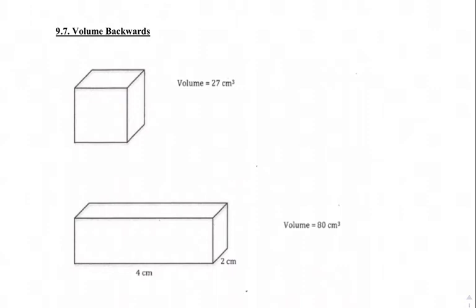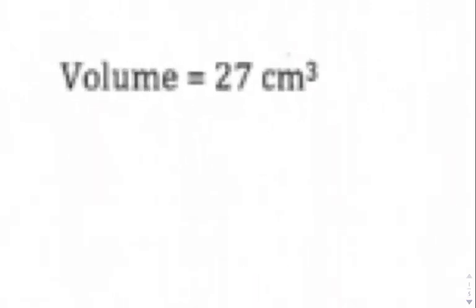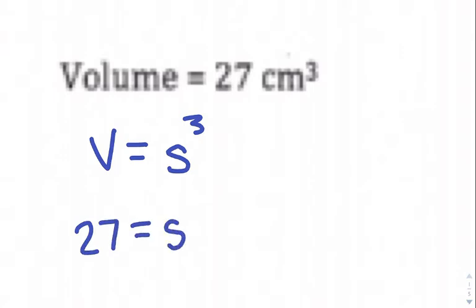So this first object is a cube. Now, the volume of a cube formula is side cubed. If the volume is 27, what I have to do is take the cubed root. So remember to take the cubed root.